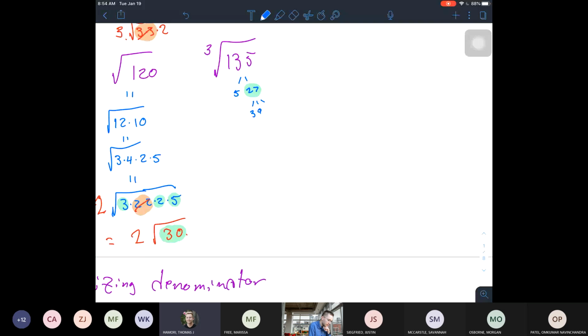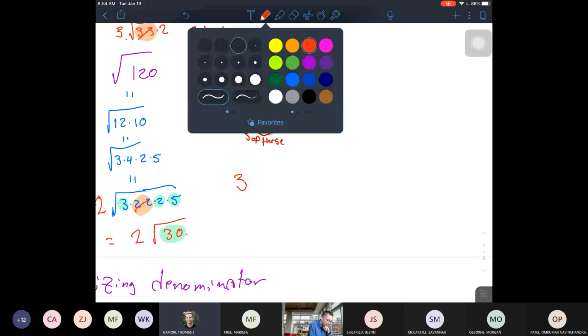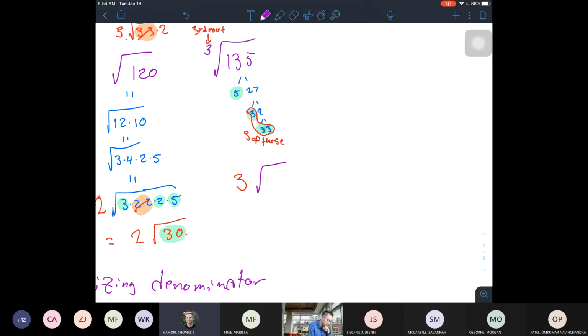27 is going to be 3 times 9. 9 is going to be 3 times 3. And so our prime factorization here is 5 times 3 times 3 times 3. So I recognize that I have a group of 3 of the same number, and that corresponds with the fact that I'm doing a third root. So I can pull a 3 out, and I will then have left over just a square root of 5. Okay, so that's how I would do that one.